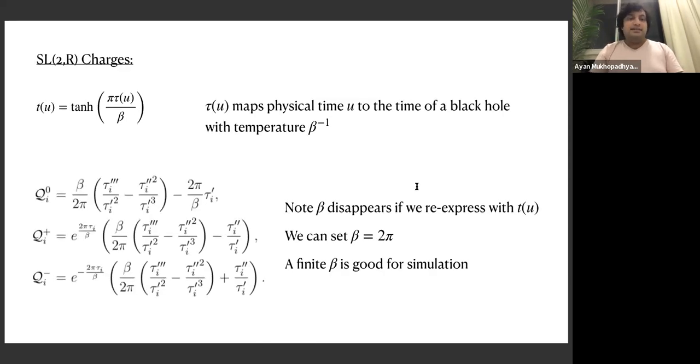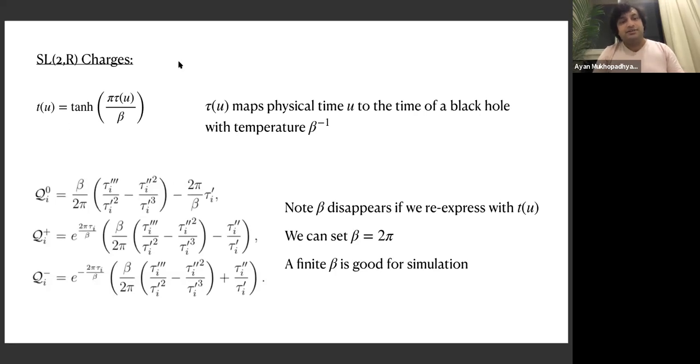So we can also define the SL2R charges, and they are defined as follows. Instead of talking of T of U, it's better to talk of something else called tau of U. T of U is the map of the physical time of the state to the time of the vacuum. But now we can define tau of U, which is a map of the physical time to the time of the black hole with this particular temperature. So we do a redefinition this way.